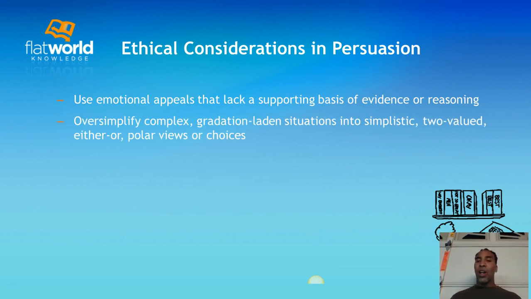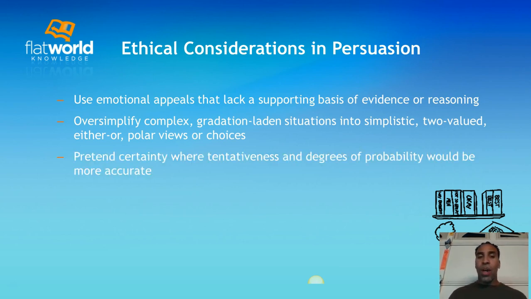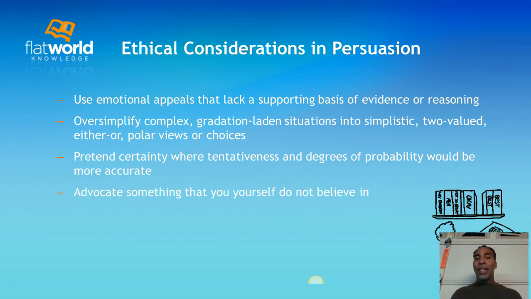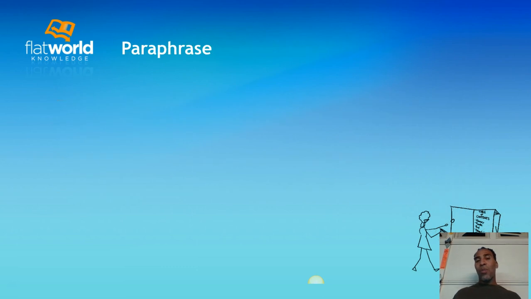Oversimplify complex, gradation-laden situations into simplistic, two-valued, either-or polar views or choices, right? So you also don't want to dumb things down too much, right? Because you have to know and understand that you're going to have an educated conversation, but you don't want to take it up too high, and you don't want to take it down too low. Pretend certainty where tentativeness and degree of probability would be more accurate. Advocate something that you yourself do not believe in, right? If you don't believe in something, then you shouldn't be out there speaking about it.